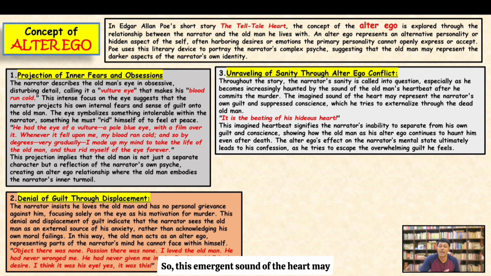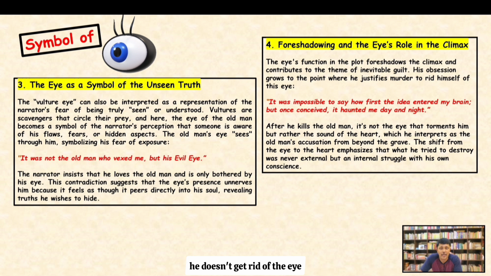Now, after killing the old man, he doesn't get rid of the eye, because it is not the eye. Right now, he is tormented by the heartbeat, the sound of the heart. So this becomes again very interesting: the narrator wants to get rid of something, and something else is placed against him. So, in the short story, the eye is more than a physical feature. It's a psychological symbol that illustrates the narrator's madness, guilt, and fear of being truly known. The eye's haunting presence not only propels the narrative, but also reflects the narrator's inescapable inner turmoil, showing Poe's mastery in using symbolism to heighten horror and explore the depths of the human psyche.